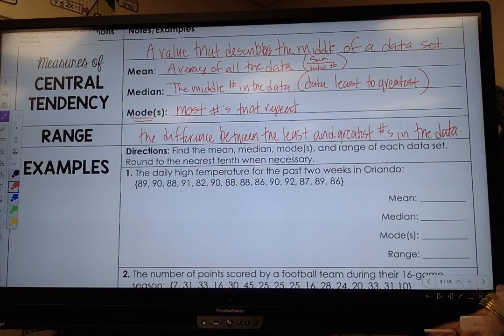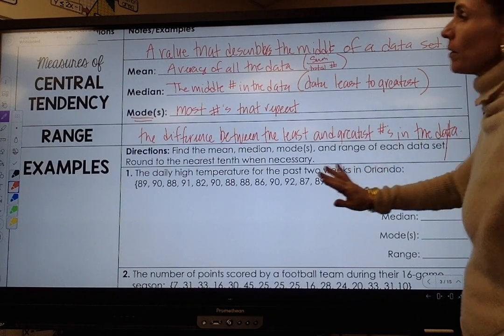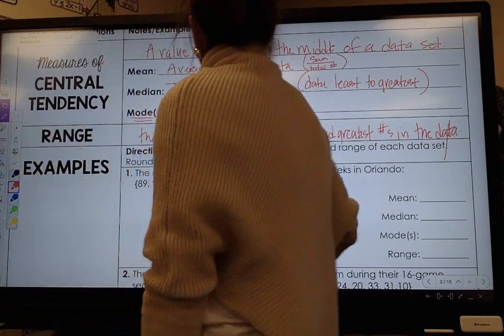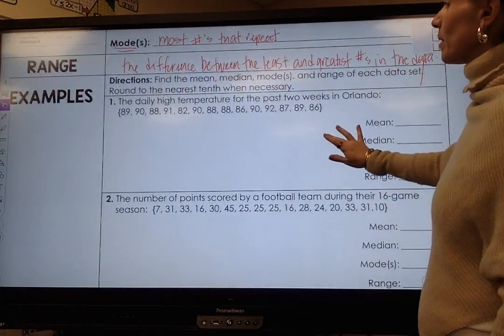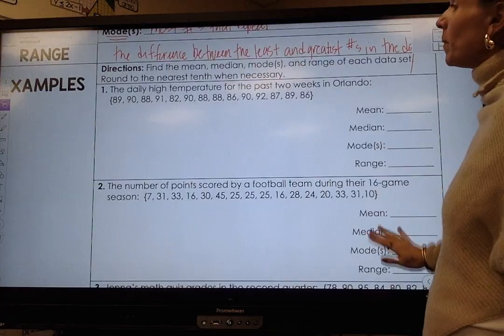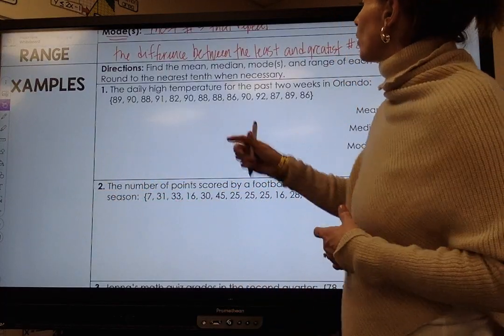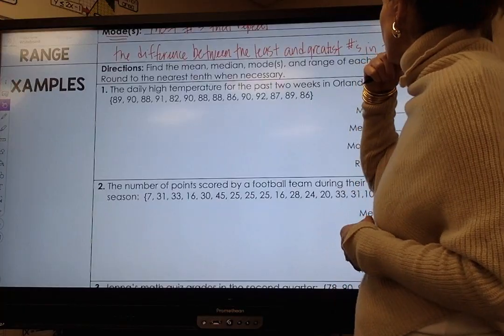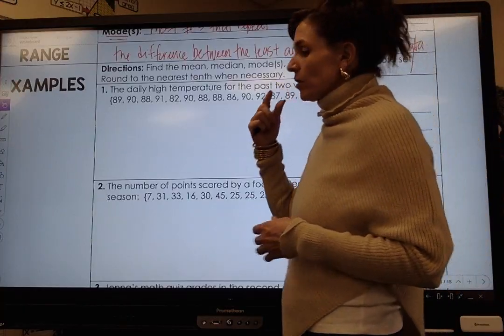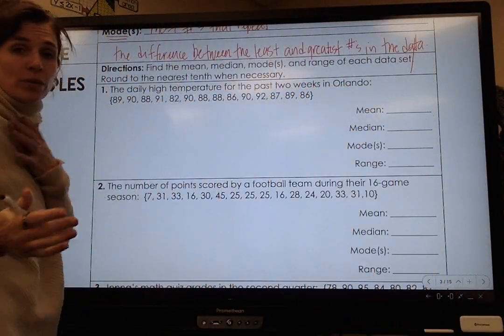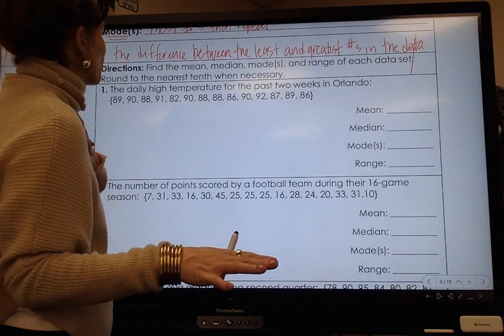Okay? All right, so if we want to look at these examples here, the first thing I'm going to do, because I want to find all of them, is order them from least to greatest. So what are we looking at? We're looking at daily high temperatures for the past 2 weeks in Orlando. To me, ordering least to greatest is the trickiest part of the whole thing.